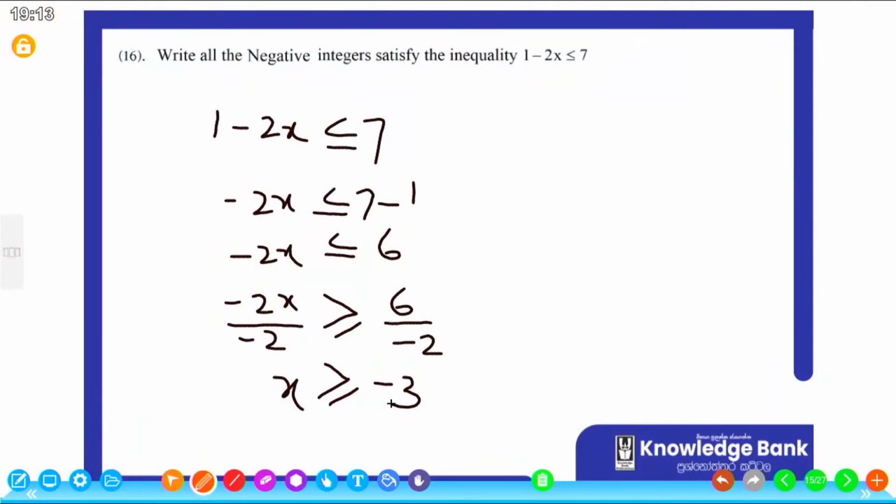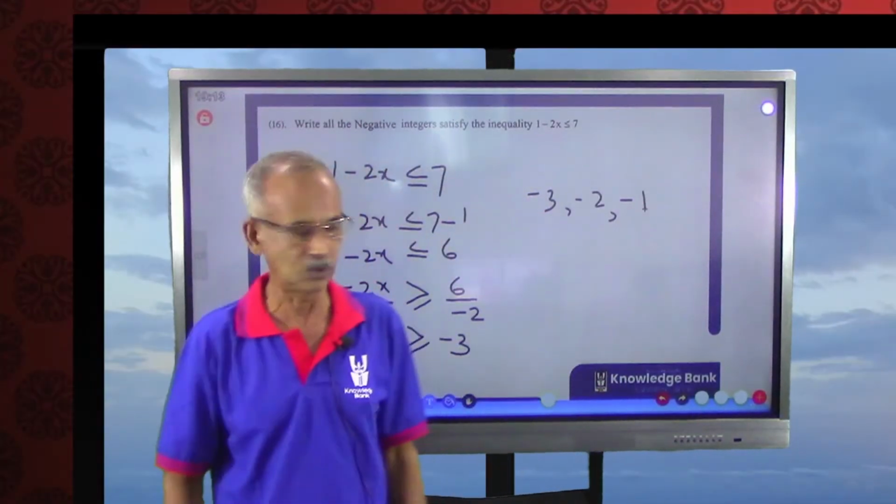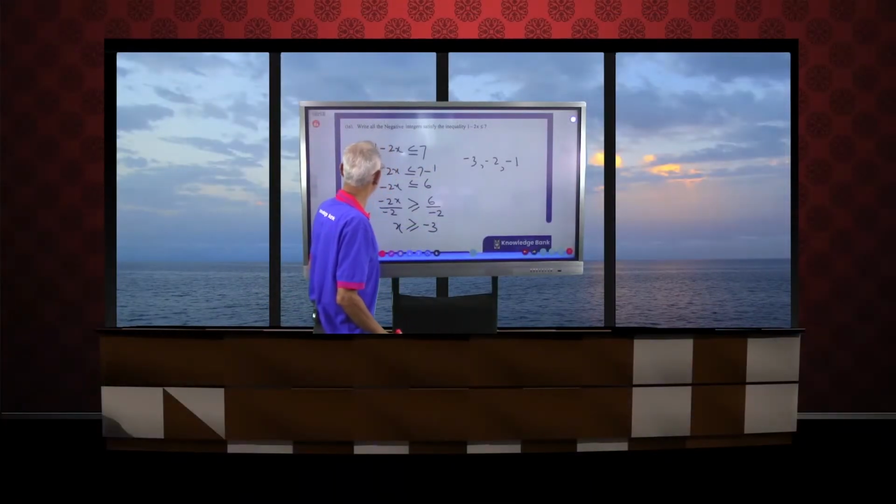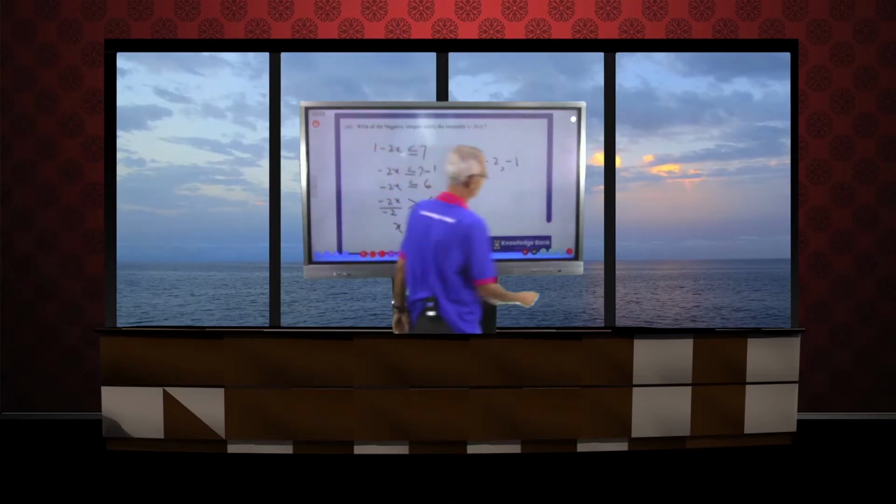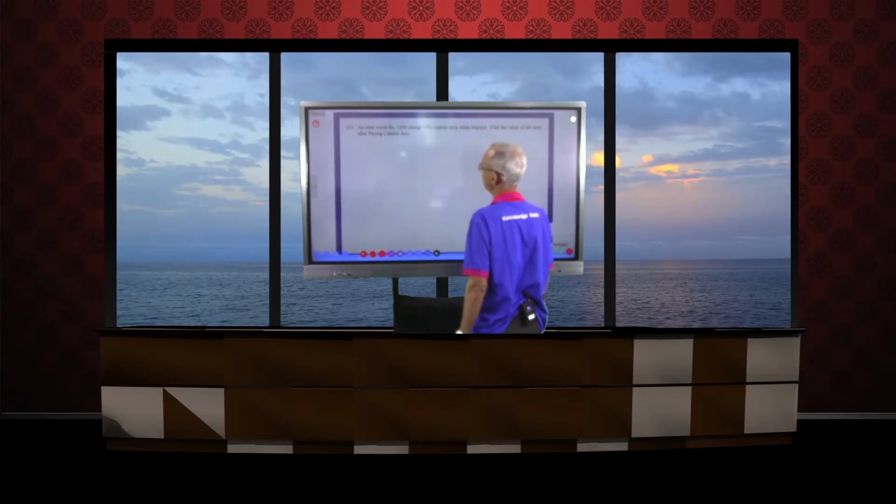Write the negative integers. x is greater than or equal to minus 3. You can take minus 3, then minus 2 and minus 1. These are the negative integers. Okay, then let's move to the next question.